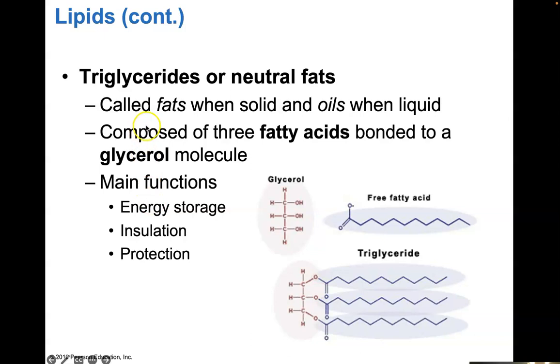Okay? And so when we use the term fats, just so you know, fats are solid at room temperature. Oils are liquid at room temperature. So that's the difference between the term fat and oil. Our main function of, obviously, our lipids is energy storage. It also provides insulation, right, and helps us to hold in some of our heat to help maintain homeostasis, our internal body temperature. And then it also is going to provide protection, cushioning for some of our organs.